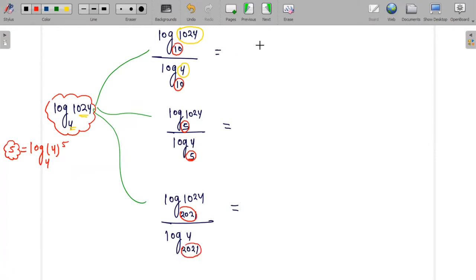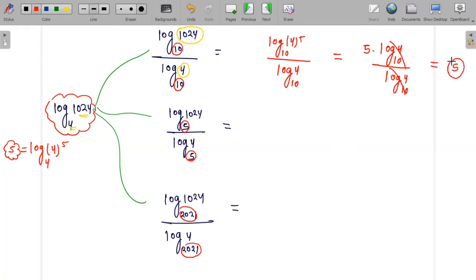So the first one, you can write 1024 again as 4 to the power 5 to the base 10, and in the denominator we have log 4 to the base 10, isn't it? Now in the numerator, log 4 to the power 5 to the base 10 can be written as 5 times log 4 to the base 10, yes or no? And in the denominator we have log 4 to the base 10. Now for your surprise, this term will get cancelled out, and still we are getting the same answer as log 1024 to the base 4 gave.